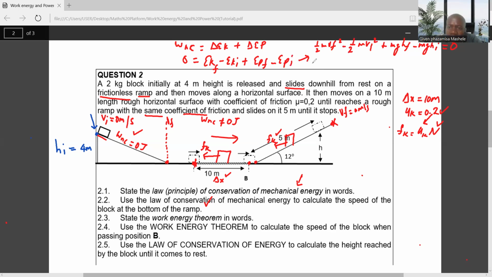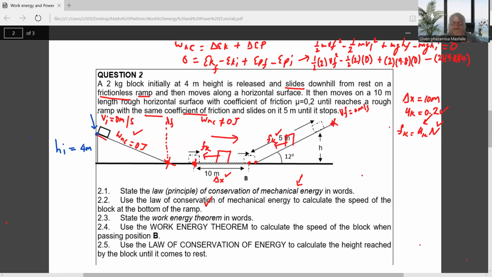So let's substitute the mass here. It's 2. We want the final velocity. The mass is also 2. The initial is 0 from rest. The mass is 2. The g is 9.8. What is the height final? Here. The height final is here. So it's 0 this time around. Minus into mass is 2. G is 9.8. What is the height initial? 4. Height initial is 4.